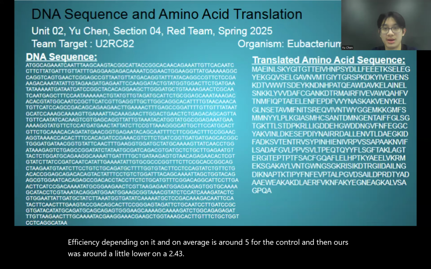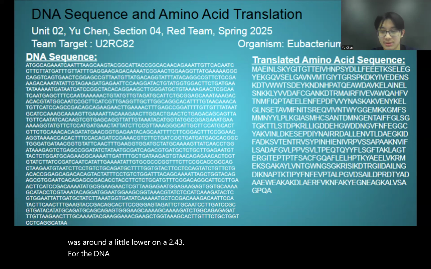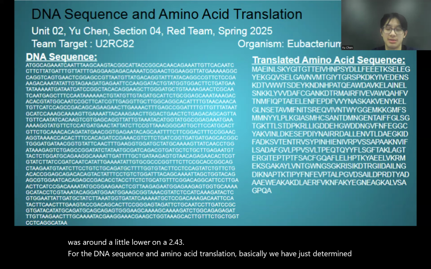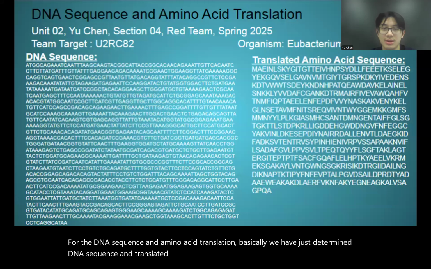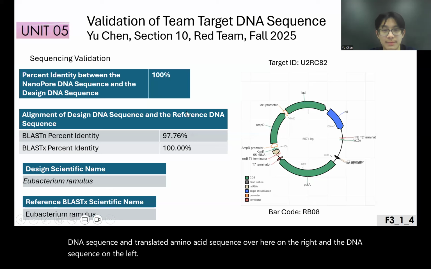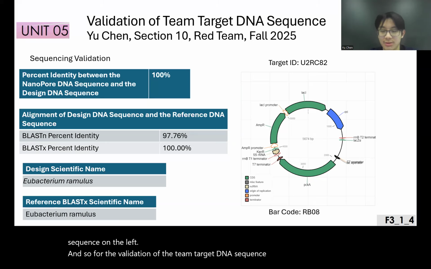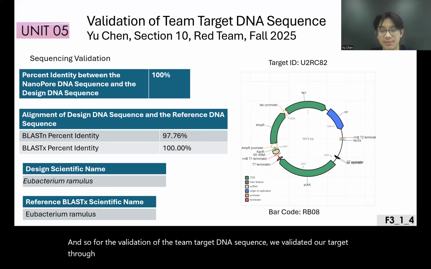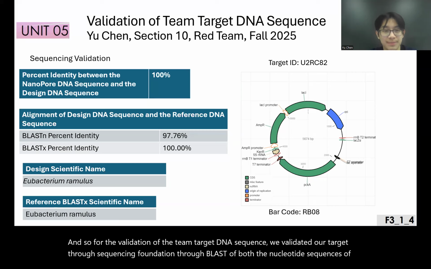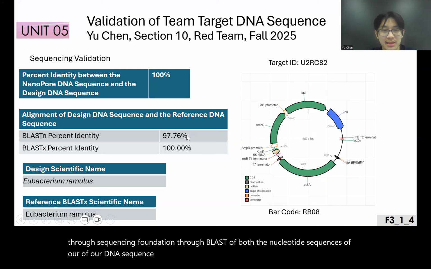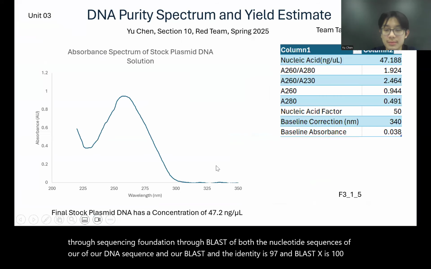For the DNA sequence and amino acid translation, basically we have determined the DNA sequence and translated the amino acid sequence over here on the right, and then the DNA sequence on the left. And for the validation of the team target DNA sequence, we validated our target through sequencing validation through BLAST of both the nucleotide sequences of our DNA sequence. For BLASTN, the identity is 97%, and for BLASTX it is 100%.